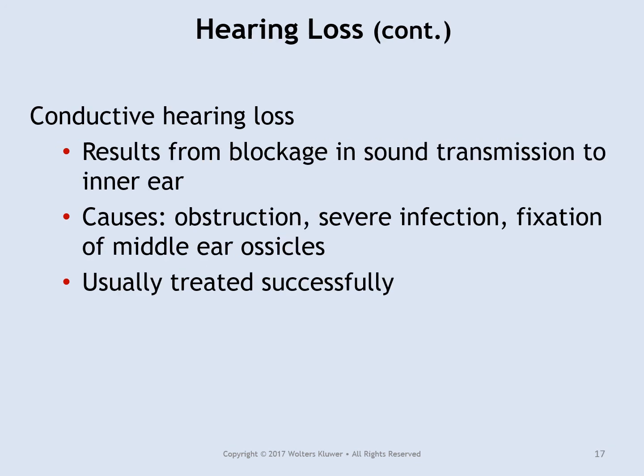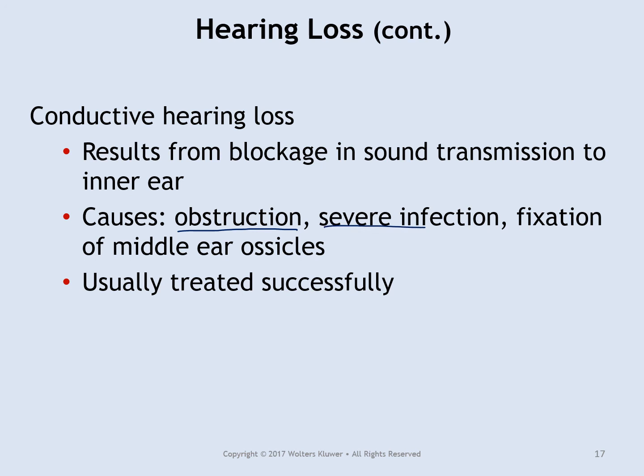Conductive hearing loss happens when you cannot get sound into the inner ear. And there are a few things that can cause this. Usually it's pretty easily fixed. It could be obstruction. Maybe something got in your ear. Maybe you're dealing with a little kid who's sticking stuff in their ear.